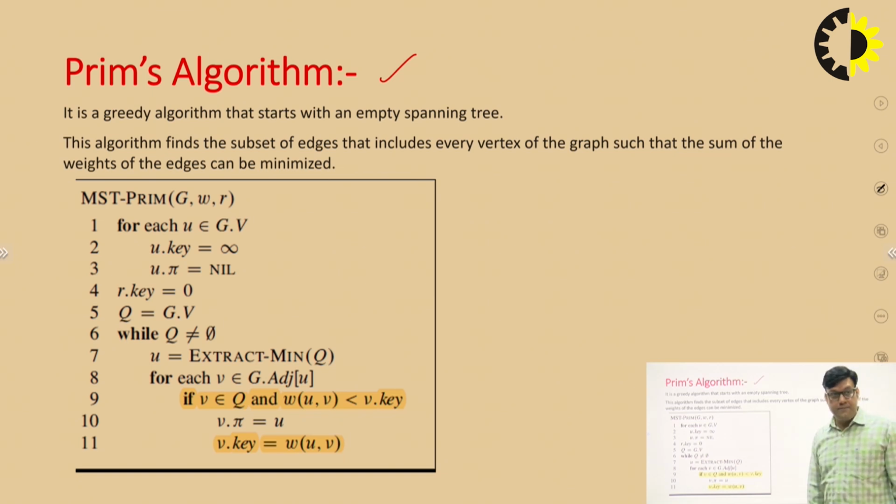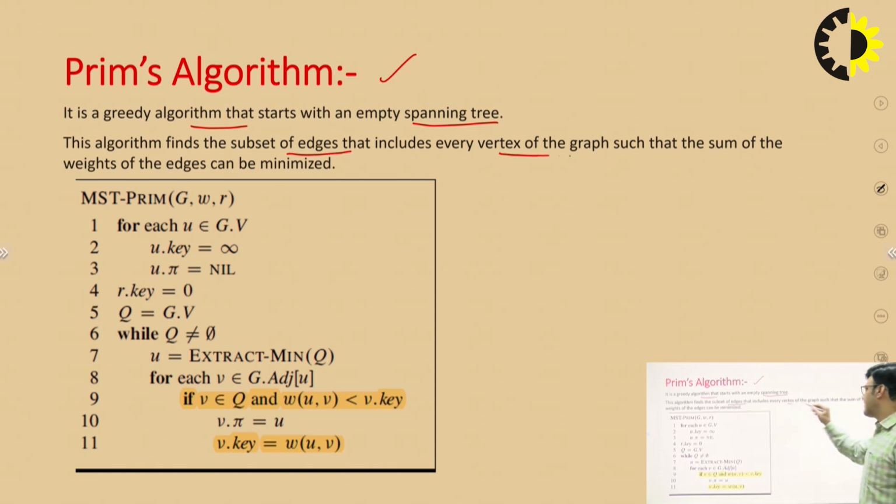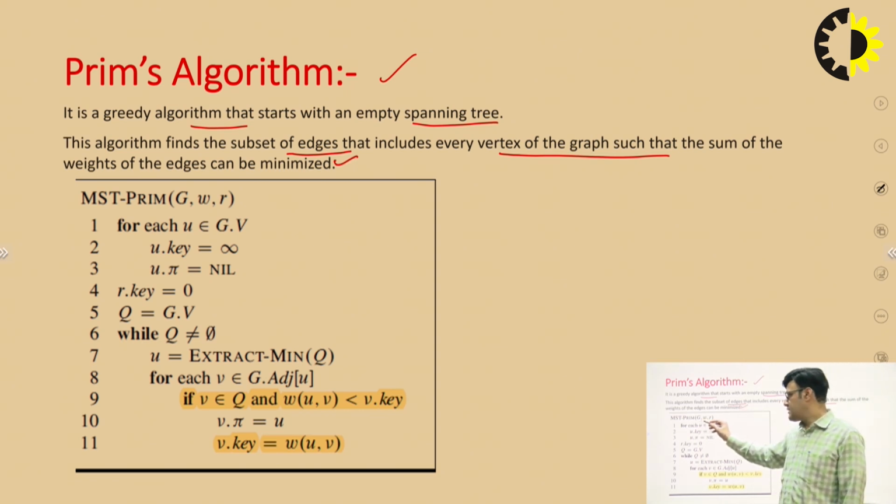So this is again what approach we will follow here, greedy approach. Okay, and we will start with empty spanning tree. Okay, now the algorithm finds the subset of edges that includes every vertex of the graph such that the sum of the weights of the edges can be minimized. Okay, now let us see the algorithm firstly. G stands for graph, W for weight, R for root. Root means from which vertex I have started traveling.